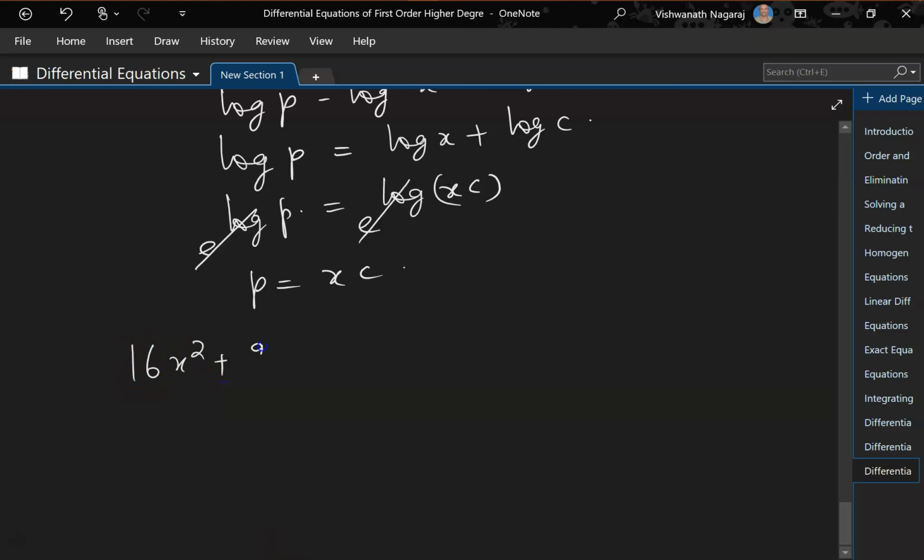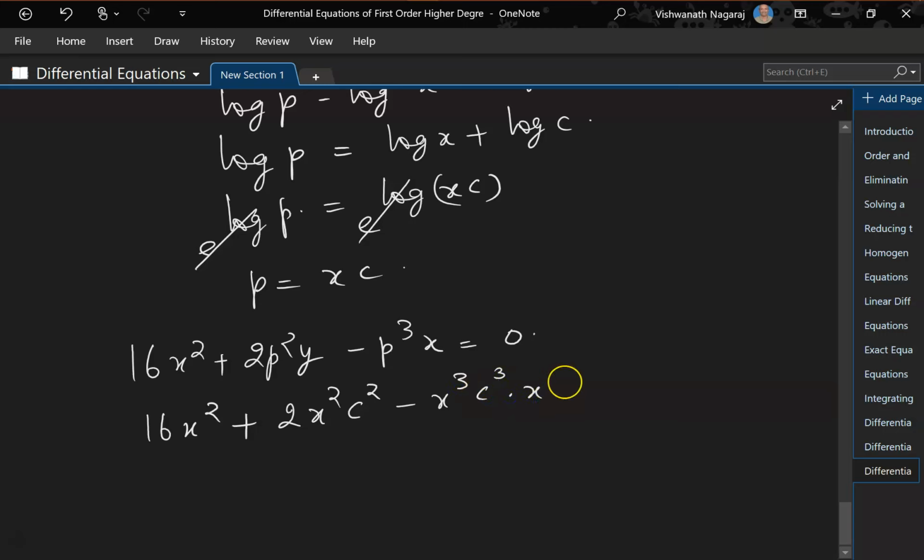16x square plus 2p square y minus p cube x is equal to 0. So 16x square plus 2p square will be x square c square minus x cube c cube times x. So which means we can make it as power of 4 is equal to 0. So this is our solution.